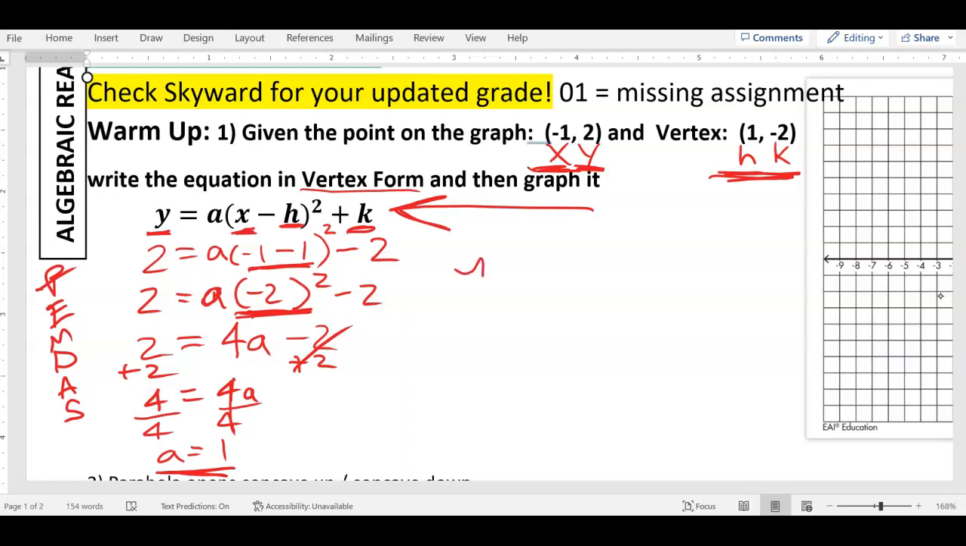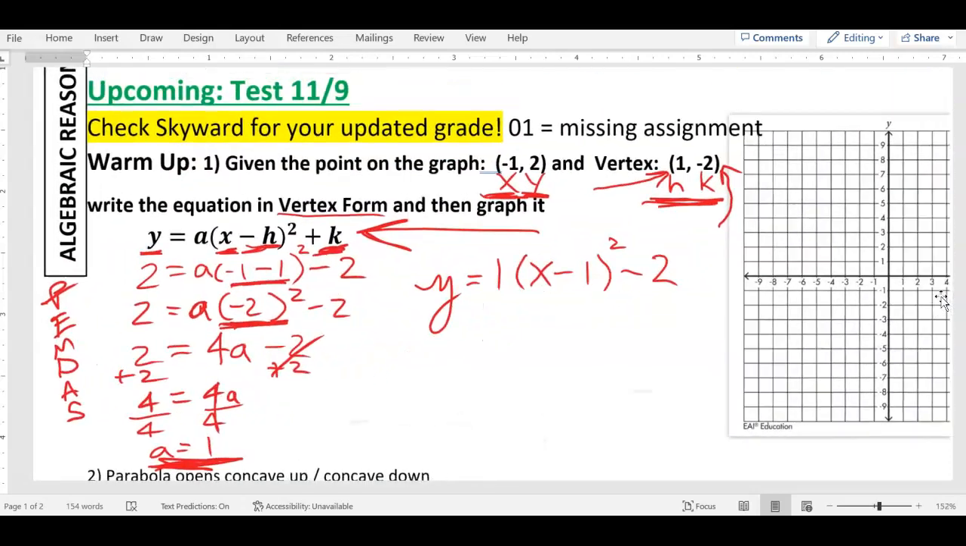So let's do that. Y equals, what's my a? 1. Now usually you don't write it, but that's fine. And then x, remember, insiders lie. -h is the opposite of this h value, so what am I going to write? -1, parentheses squared, and then your k value is right here. What is that? -2, so boom. You have an a, an h, and a k. That's vertex form. You got to know the vertex form of a quadratic.